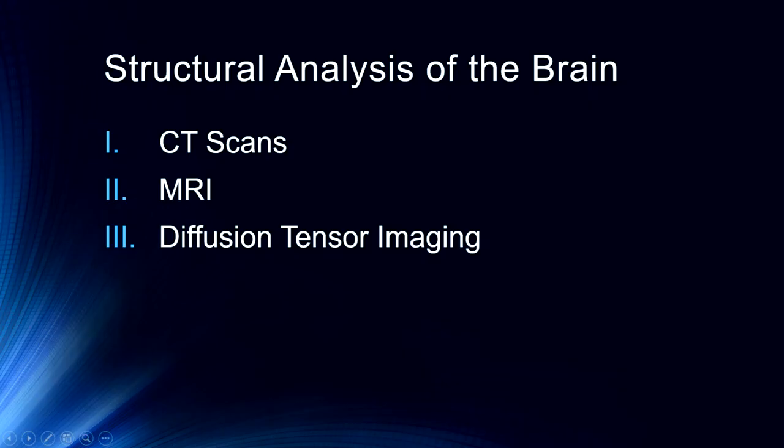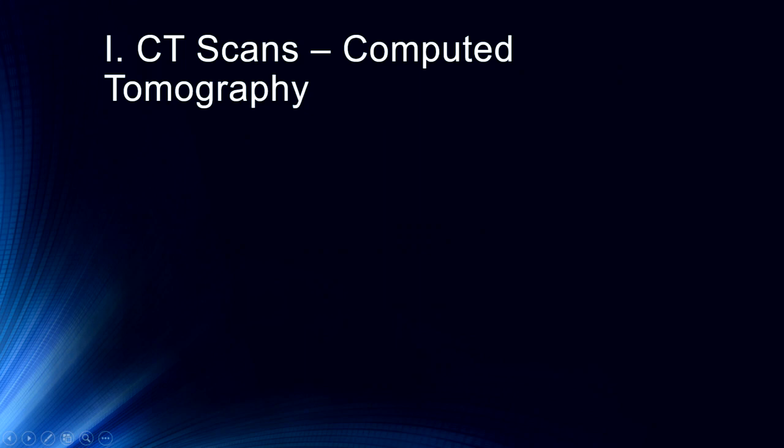So we're going to start here with CT scans. We're going to then talk about magnetic resonance imaging, and then a specialized application of magnetic resonance imaging called diffusion tensor imaging. But let's start off with CT scans. CT scans are simply computed tomography. Sometimes they're called CAT scans for computed axial tomography.